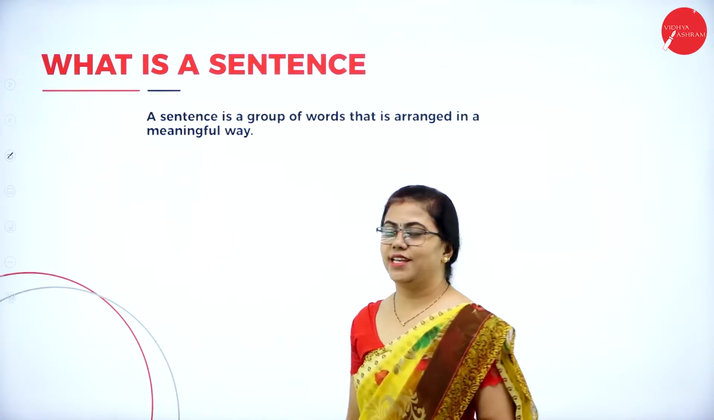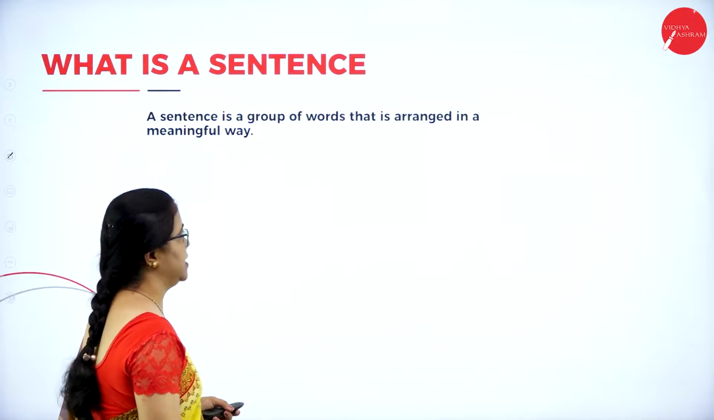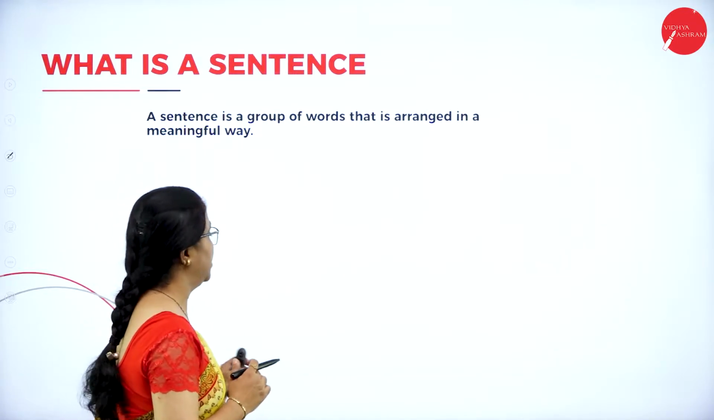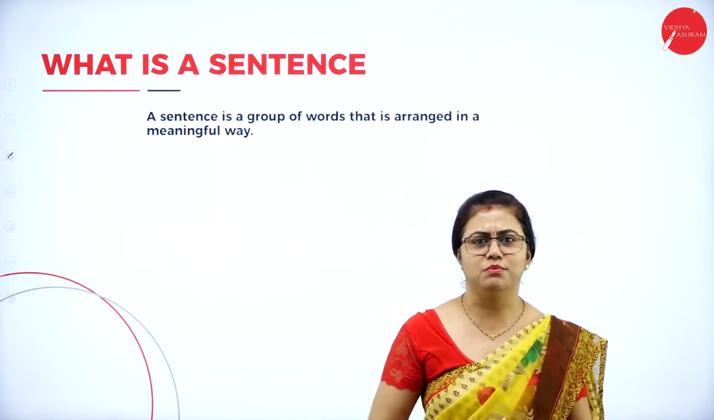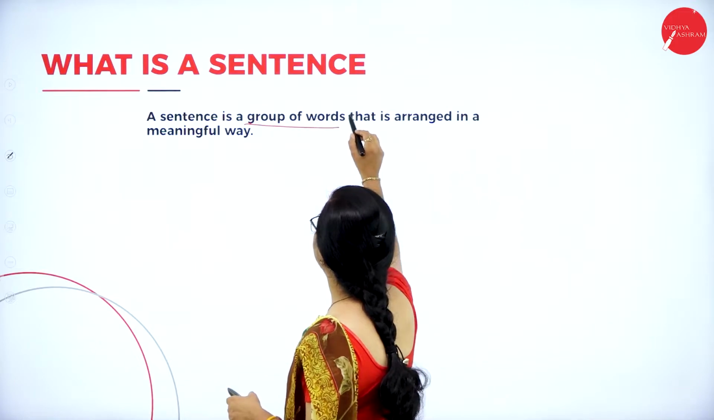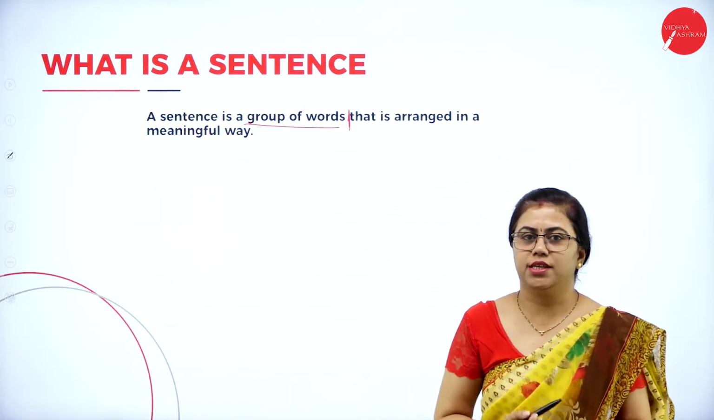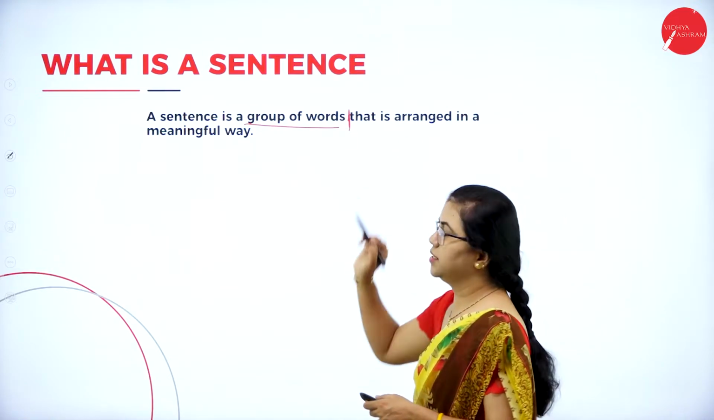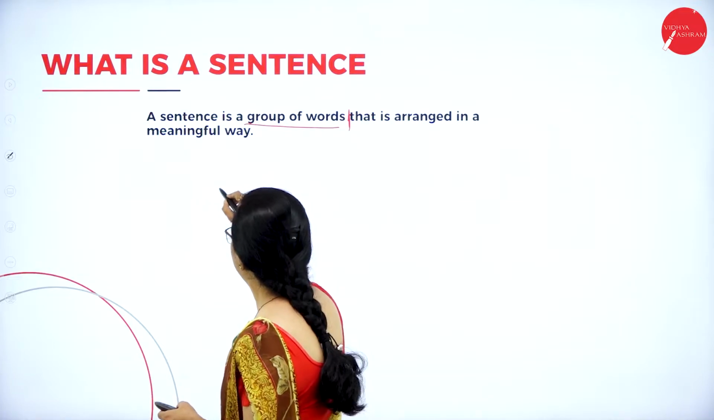First thing is the definition of a sentence. A sentence is a group of words that is arranged in a meaningful way. Meaningful way, what does this mean? Suppose I consider the definition only till here: a sentence is a group of words. I still haven't come to the meaningful part.